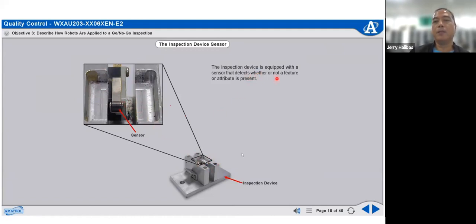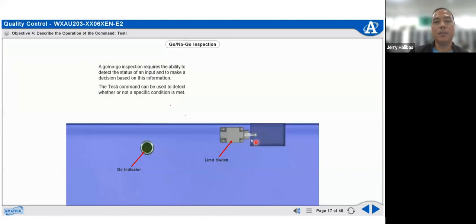The inspection device is equipped with this limit switch sensor. In this example, it detects whether or not a feature, attribute, or workpiece is present. A go and no-go inspection requires the ability to detect the status of the input and to make a decision based on this information. So, the command used is Testy. The Testy command can be used to detect whether or not a specific condition is met.